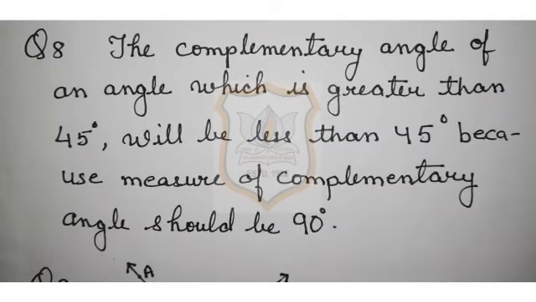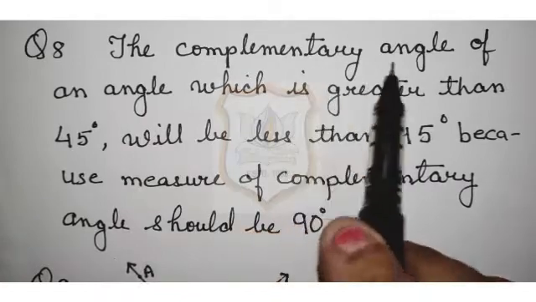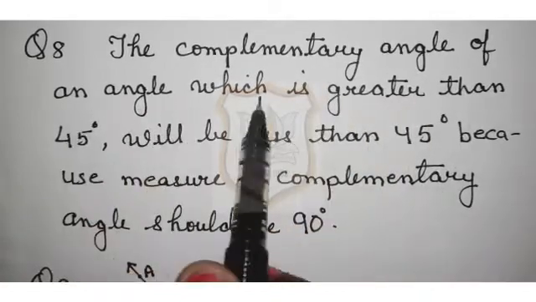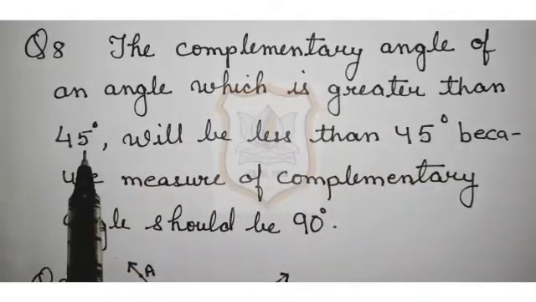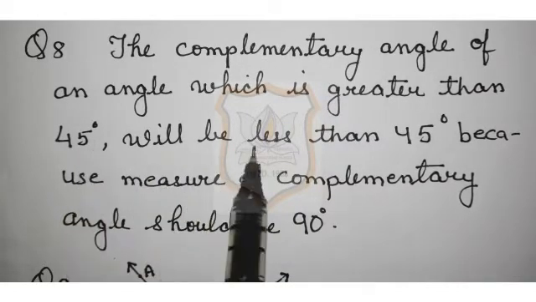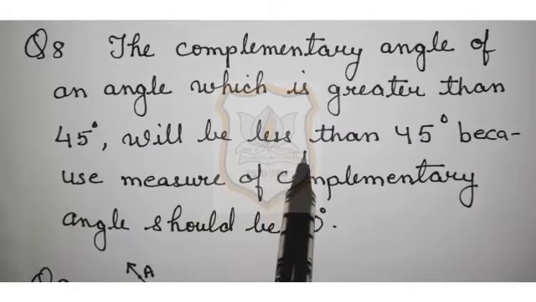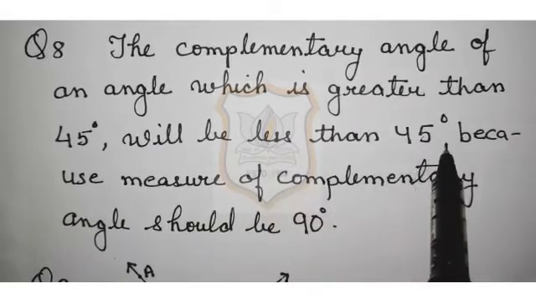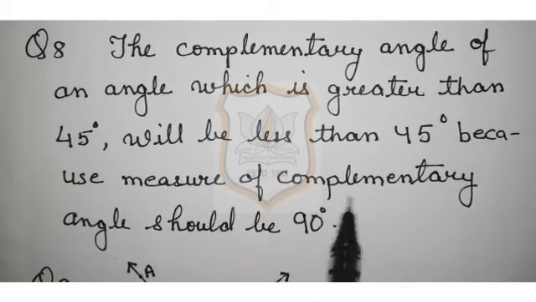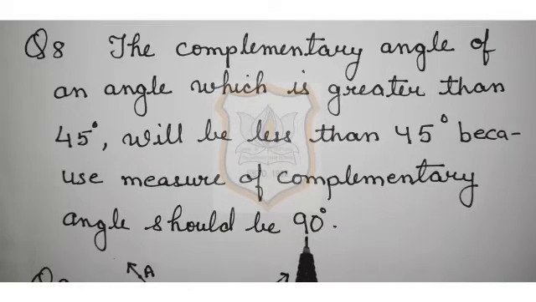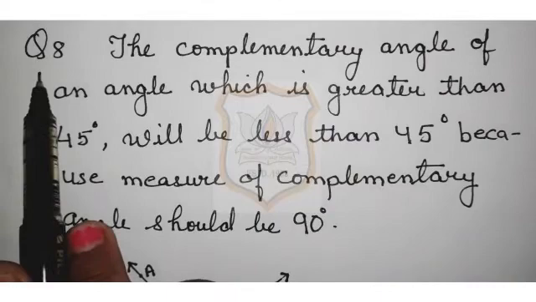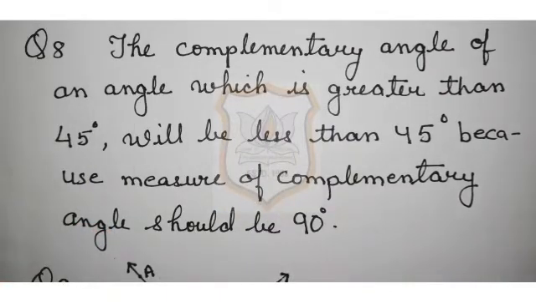So the answer to this question is, the complementary angle of an angle which is greater than 45 degrees should be less than 45 degrees, because the measure of complementary angles should add up to 90 degrees. So in this way you have to write the answer of question number 8 by giving the reason.